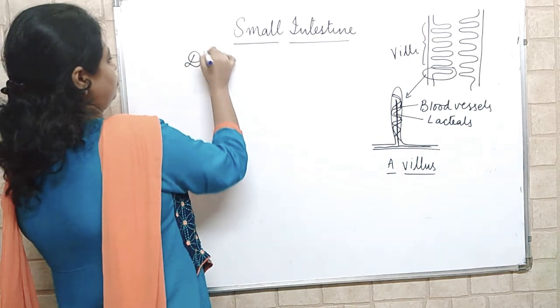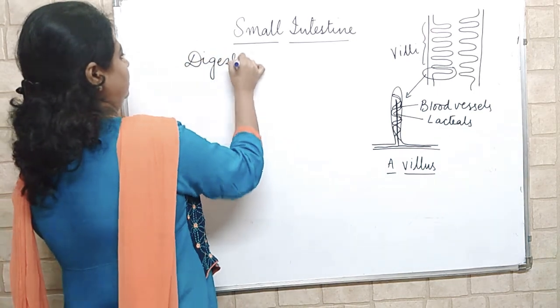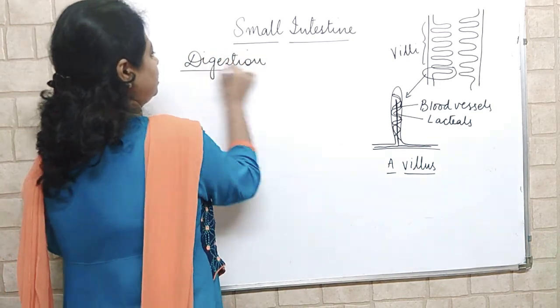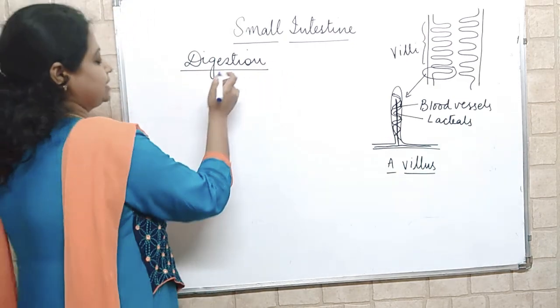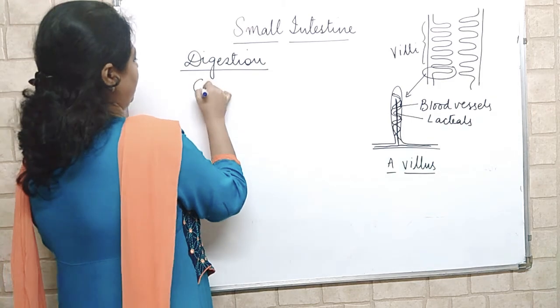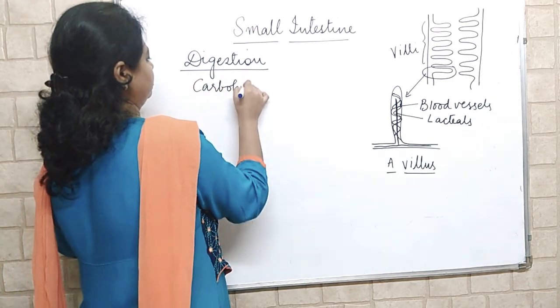So, small intestine, the results of complete digestion. Okay, let's see the results. Carbohydrates.